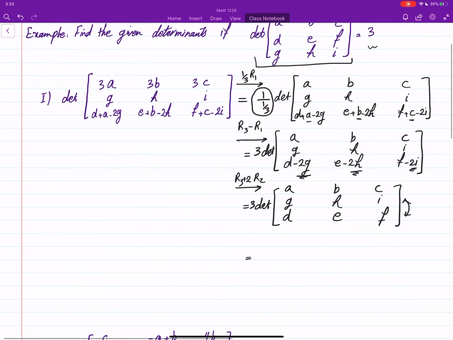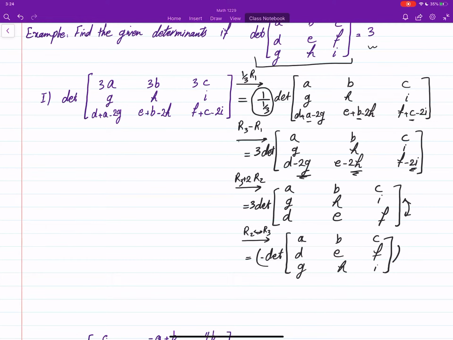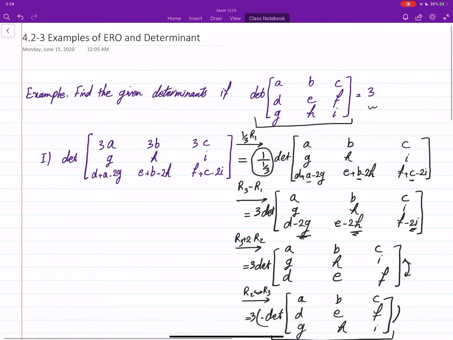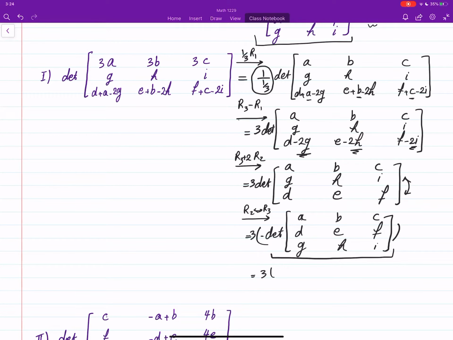Now, to transform our matrix to the original matrix, we need to interchange row 2 and row 3. This way we will have D, E, F, G, H, I. The first row stays the same, and we know that the determinant will be multiplied by a negative sign. Well, we had this 3 from before, we have to bring that. Now, very nice. This is the original matrix, whose determinant we know is 3. And now you just plug in there. This will give us negative 9.